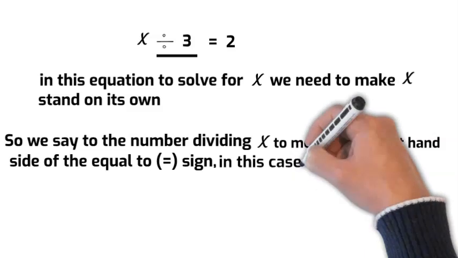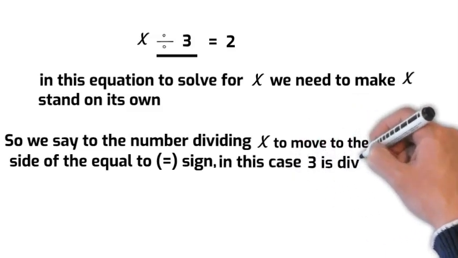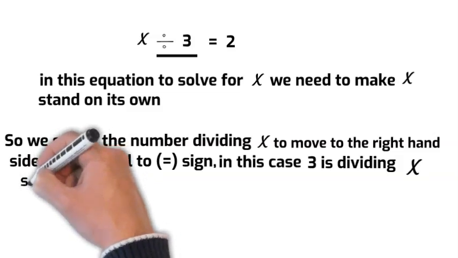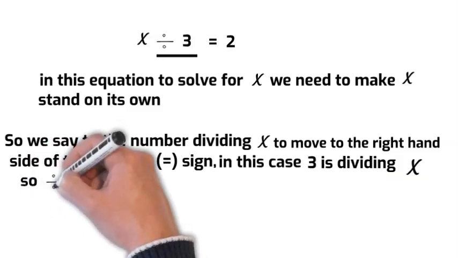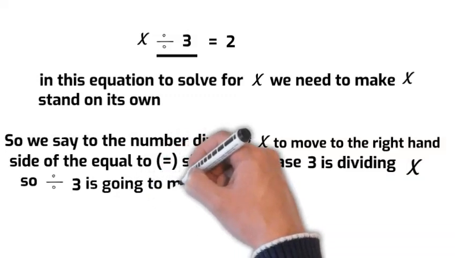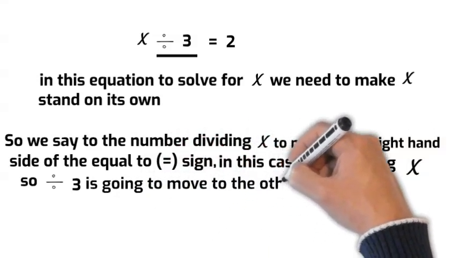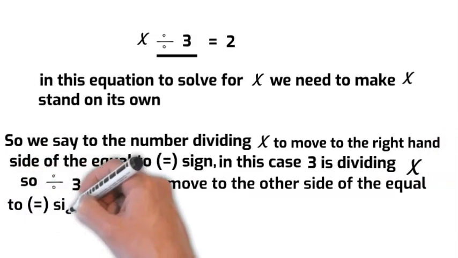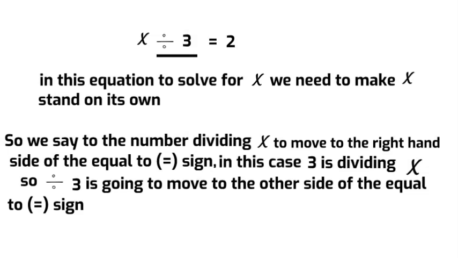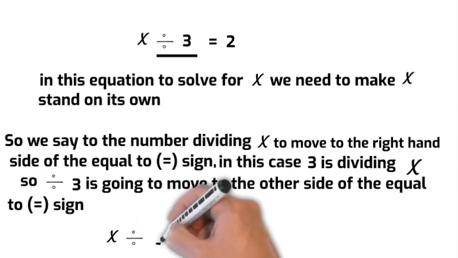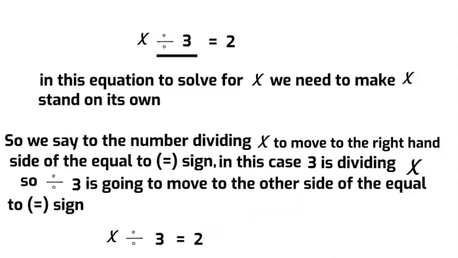In this case, 3 is dividing x. So, divisor 3 is going to move to the other side of the equal to sign. x divided by 3 equal to 2 is our original equation.